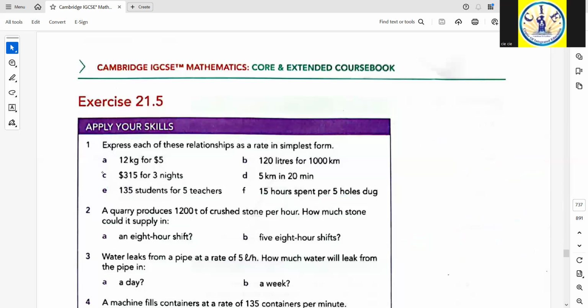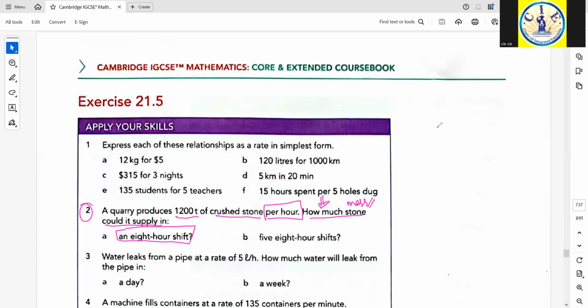Now it's question number 2. A quarry produces 1200 tons of crushed stone per hour. How much stone could it supply in an 8-hour shift? How much stone? That means we need to find out the mass.